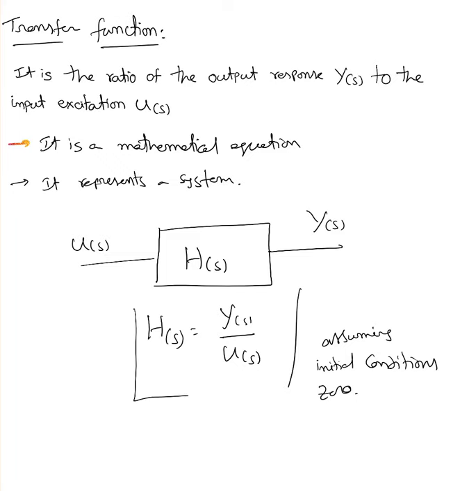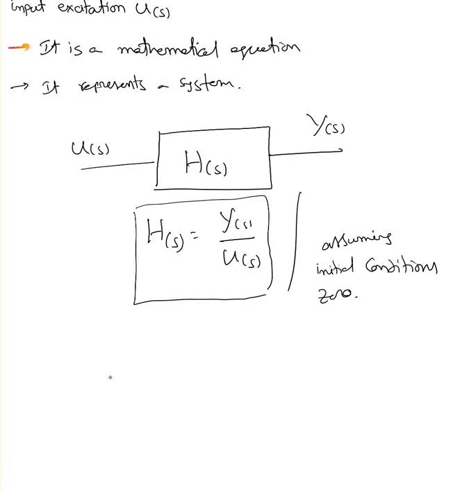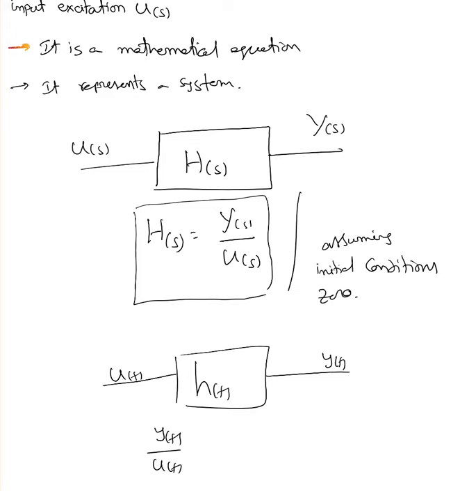So whatever this equation h of s equal to y of s by u of s, that is in s domain. If it is in time domain, basically it's going to be u of t and this is going to be h of t. Usually in time domain we'll use the small letters and y of t. So the transfer function is y of t over u of t equal to h of t. That's what the transfer function is.